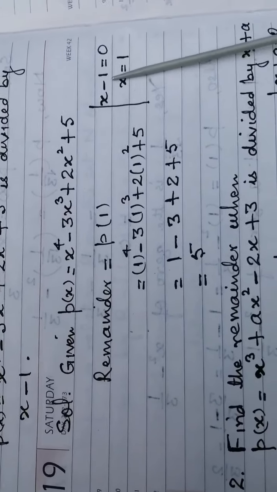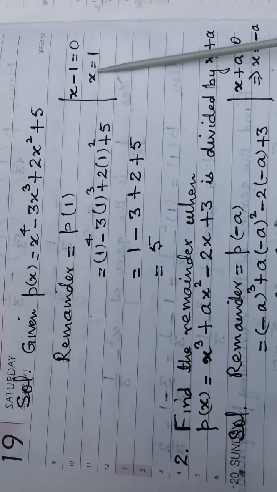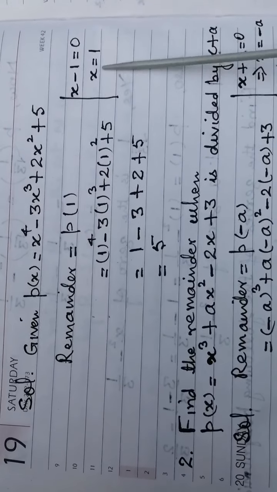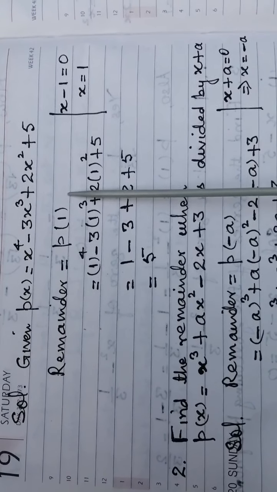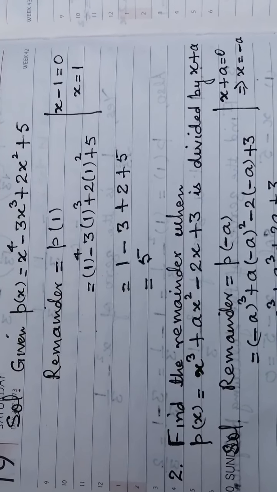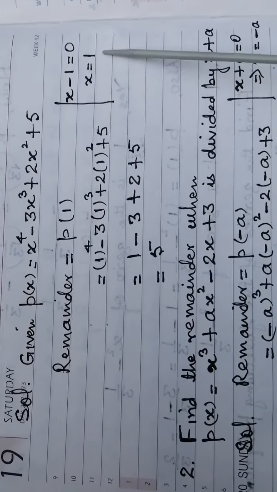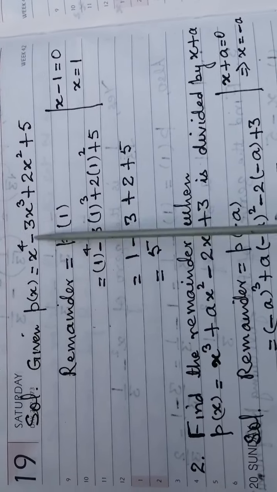So I have taken x minus 1 equal to 0, you get x equal to 1. Now wherever you have x in the polynomial, put x equal to 1. So remainder is equal to p of 1. In remainder theorem we were getting remainder was f of a. Now here a is 1. So remainder is p of 1, that is wherever you have x, put x equal to 1 here.